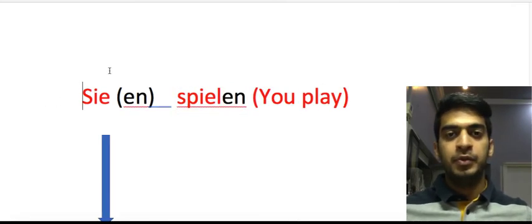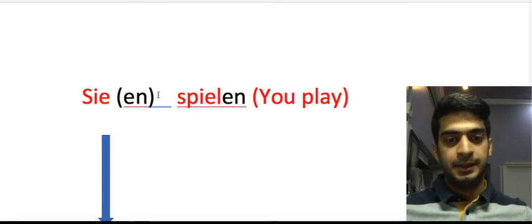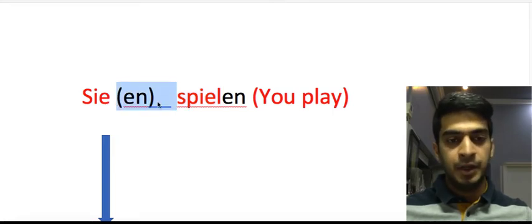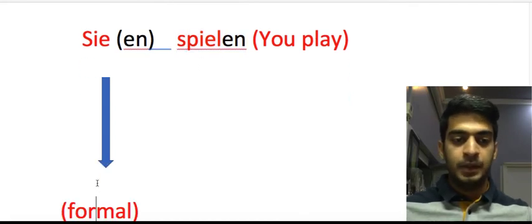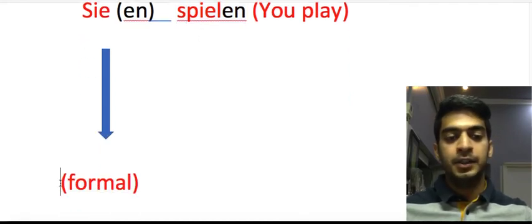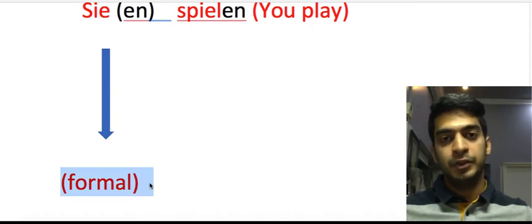Now we have the pronoun Sie with capital S. The same thing again. The verb stem spiel, the ending is en with the pronoun capital S. It becomes Sie spielen, you play. The pronoun capital S is always used for formal conversations.